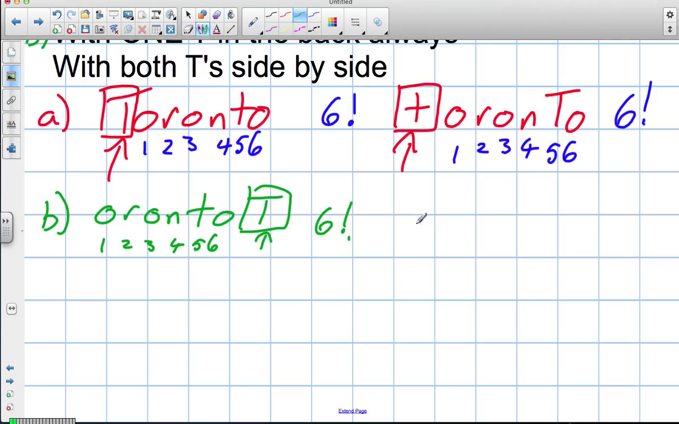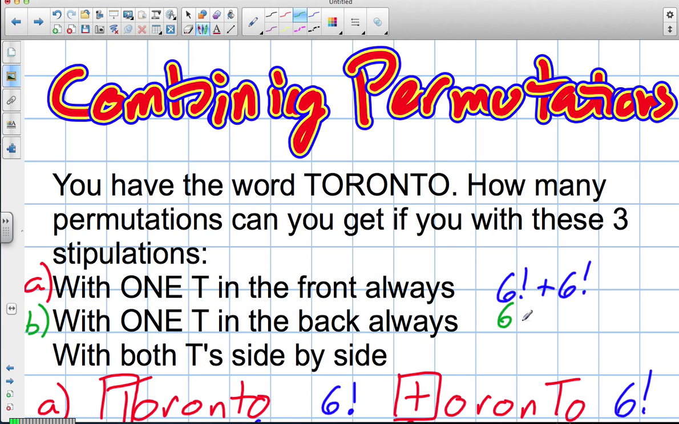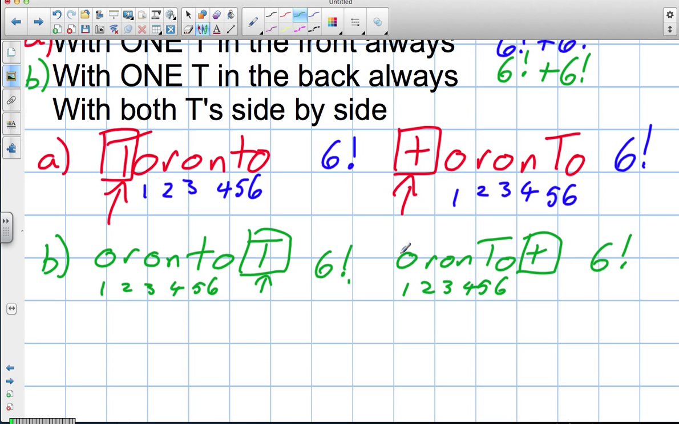And their other option is O-R-O-N uppercase T-O with lowercase t pinned at the back. Exact same option as above, right? No difference here, permutation 6 again. So part B, even though they're exactly redundant, the same 2, just one being uppercase and one being lowercase, we'd be adding those permutations together.